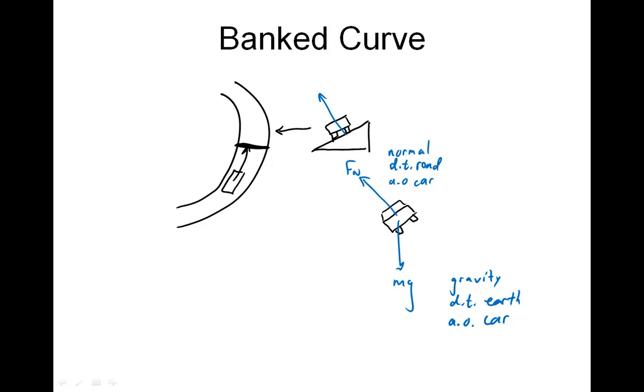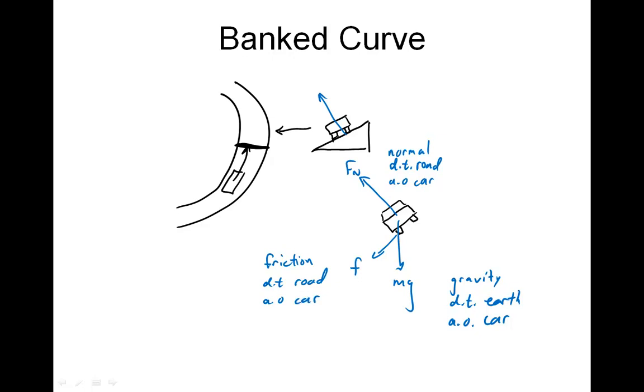And then if the car goes too fast, we know it's going to slide up in this direction. And so if it's going too fast, there must be a frictional force downward, because it wants to slide up. Remember, friction is going to oppose that desired motion. So this would be a frictional force. That is due to the road, and that's acting on the car.